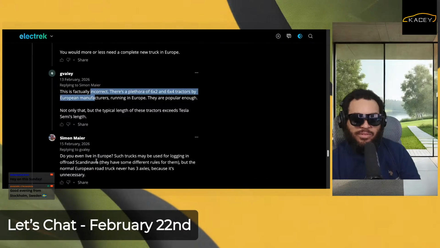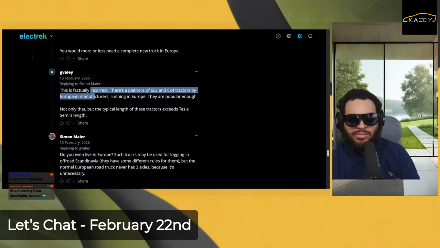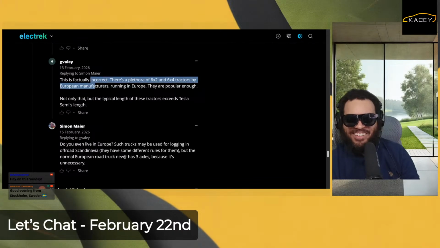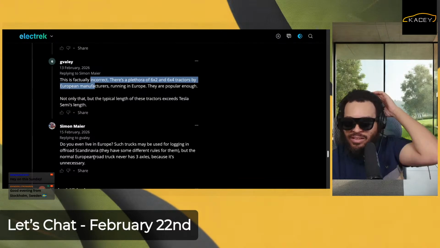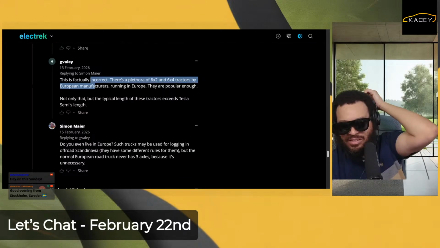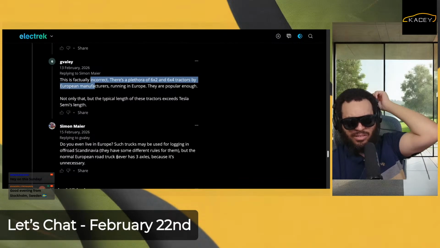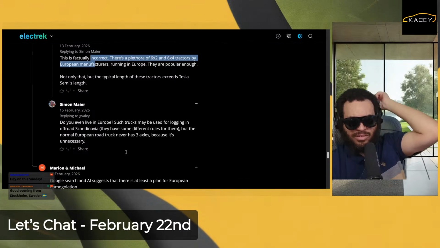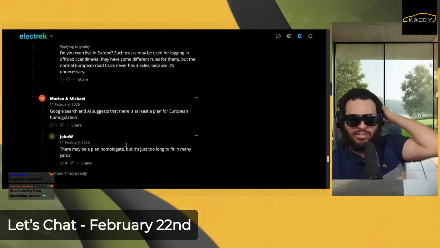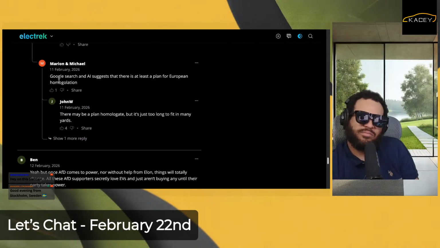Do you even live in Europe? Such trucks may be used for logging in off-road Scandinavia. They have different rules for them. The normal European road truck never has 3 axles because it's unnecessary. I don't think that's accurate. I've watched a couple of European EV truck drivers, and every single one of them had 3 axles. And they weren't doing logging. They were hauling trailers, just regular stuff like intermodal and grocery.